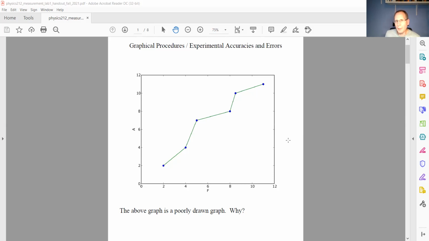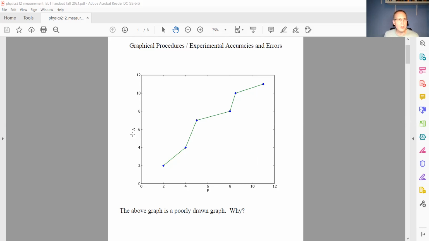So I have a graph here, but this is an example of a poorly drawn graph. Why? What's wrong with this graph? Now you may recognize here, well, there's not really labels, right? You see F and A, but what does that mean? Maybe this is force, maybe this is acceleration. So you want to make sure you have good labels for each of the axes.